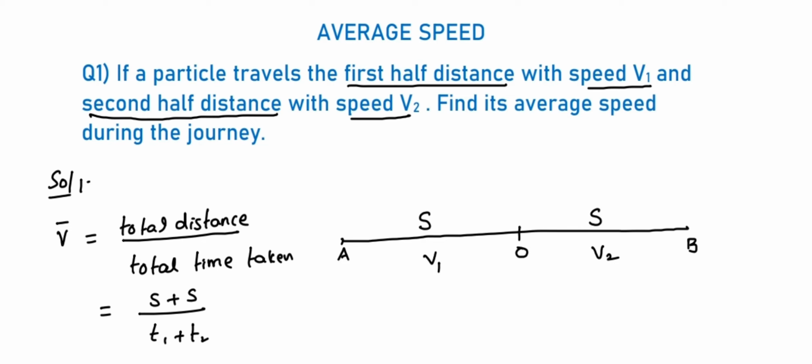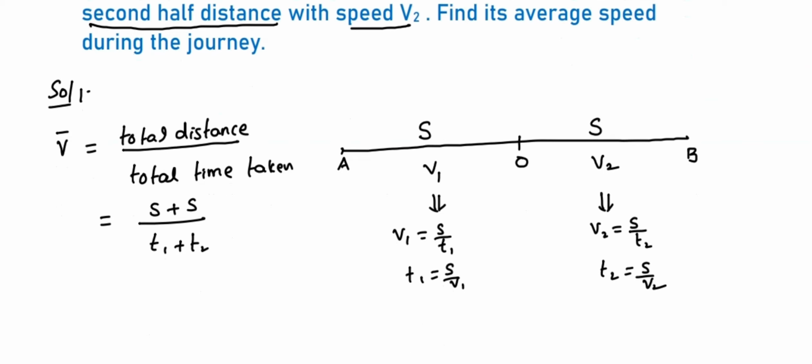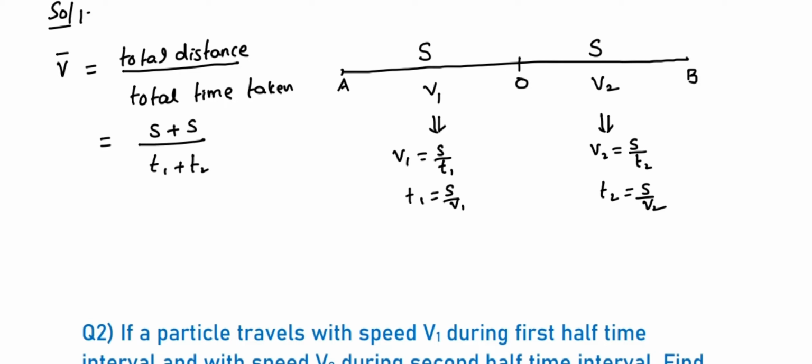For the AO region, we can write V1 is equal to S by T1. From this, T1 is equal to S by V1. Similarly, for the OB region, we can write V2 is equal to S by T2. From this, T2 is equal to S by V2. Now we will write this.